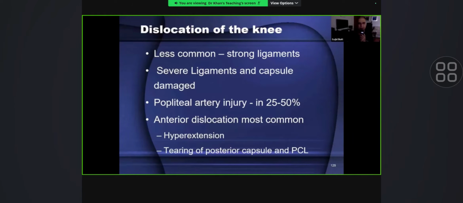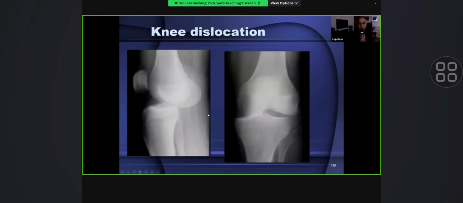Dislocation of the knee is relatively less common, but we still see it. There are strong ligaments, but there are stronger forces around. So we have seen examples of very severe ligamentous and capsular damage with popliteal artery injury happening in almost a fourth to half of the patients. Anterior dislocation is most common, which happens in a hyperextension mechanism of injury, with tearing of the posterior capsule and of the PCL.